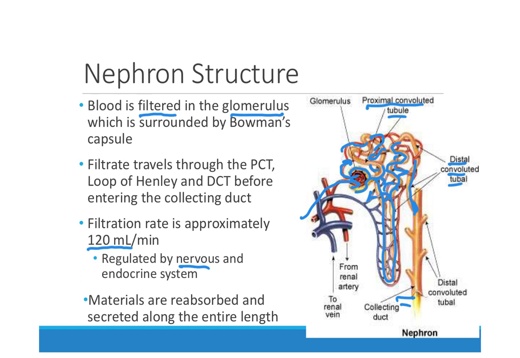And of course, your endocrine system, the various hormones, the antidiuretic hormone, aldosterone, some of the other hormones that we talked about previously are also involved in controlling the exact filtration rate. But the average is about 120 milliliters per minute.